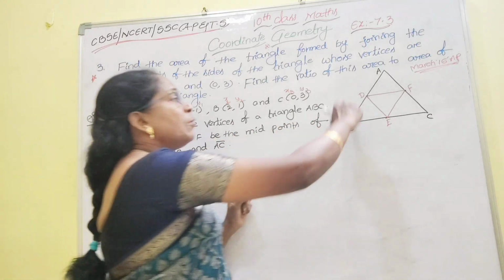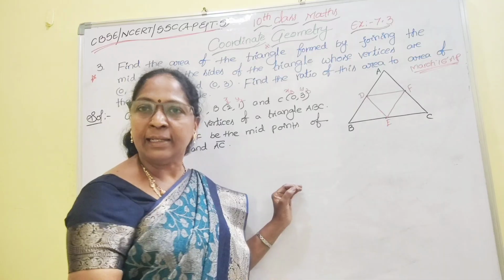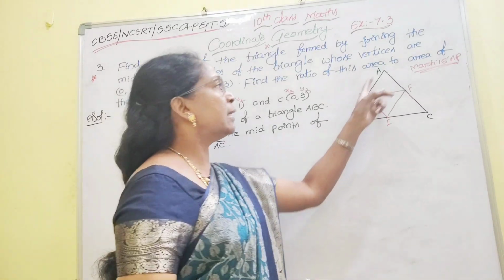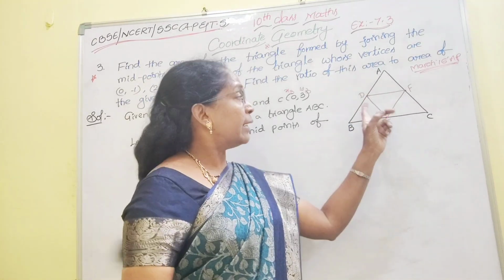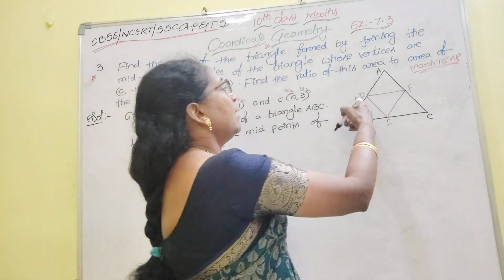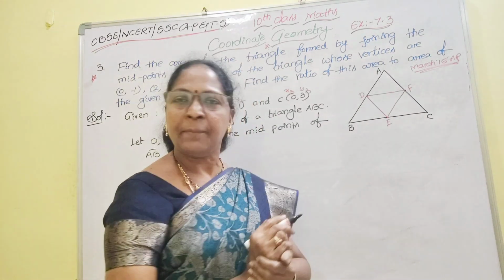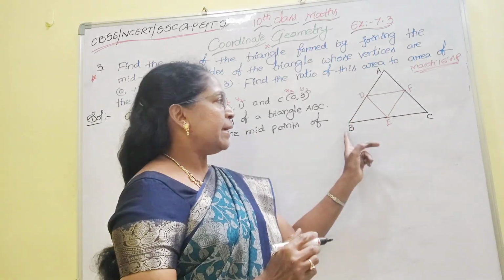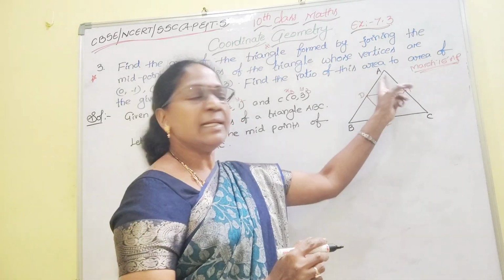Now here you have to find out the area of the triangle that is formed by the midpoints of the triangle ABC. The triangle formed by the midpoints of the triangle ABC. Here D, E, F are the midpoints of the sides AB, BC and CA.